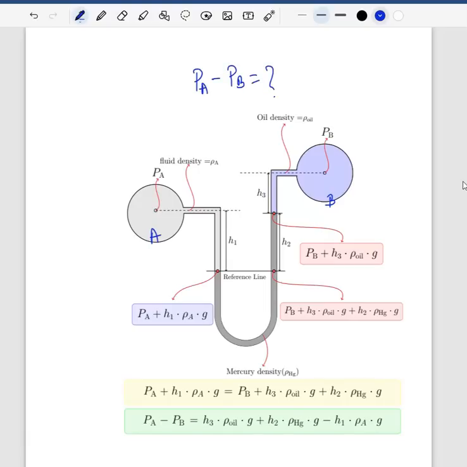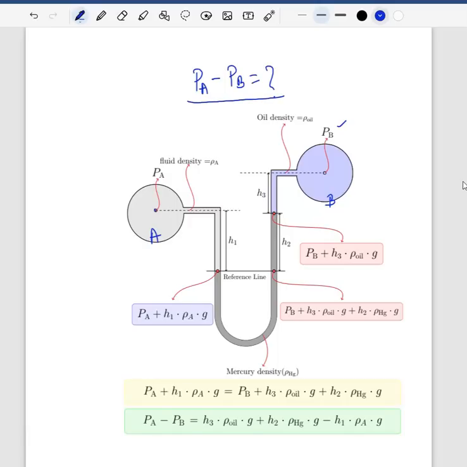So on the left hand side, pipe A, at the center the pressure is PA. In that pipe, the fluid density is rho A. And on the right hand side, pipe B, at the center of the pipe the pressure is PB, and in that pipe oil is flowing. Now mercury is used as the manometric liquid. Other details are given here. Now we have to calculate what will be PA minus PB.